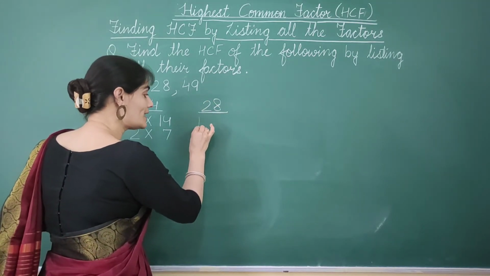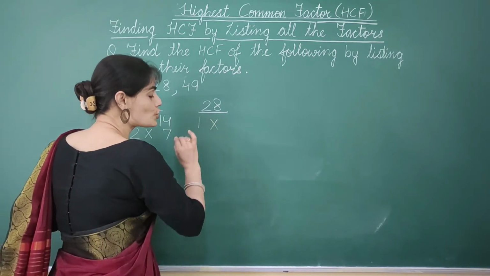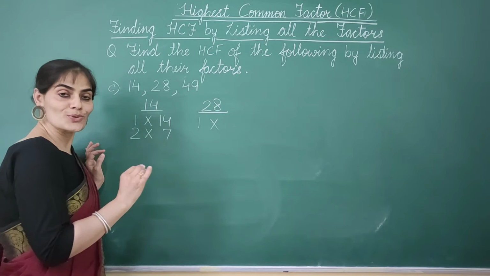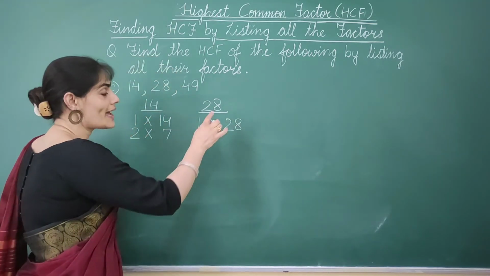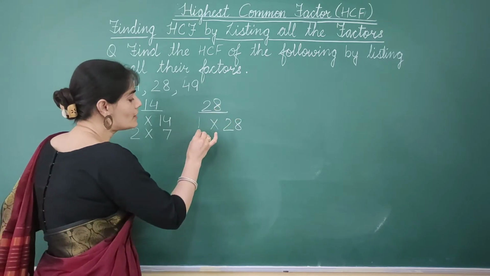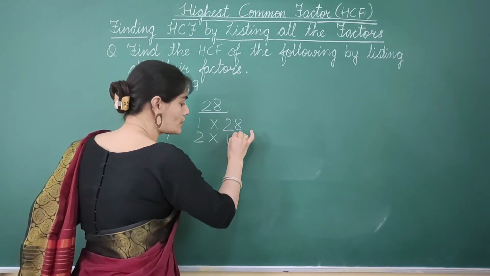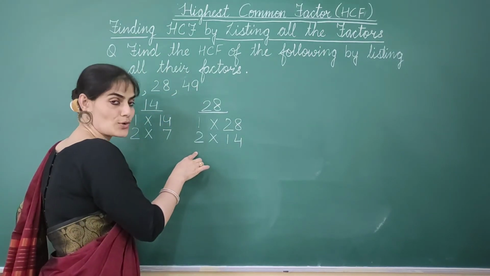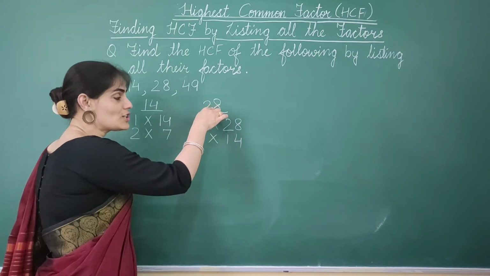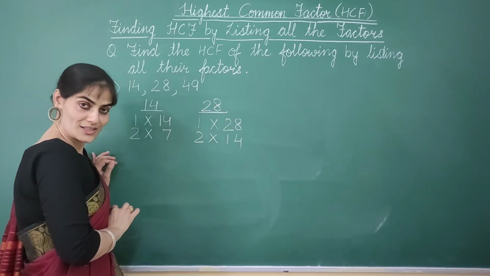Again, I begin writing the factors from 1. 1 should be multiplied by what number so that the product is equal to 28? It is 28. And as it is an even number, so 2 is its factor. 2 into what number will give us 28? 2 into 14. The next counting number is 3. We don't get 28 in the table of 3. That means 3 is not its factor.